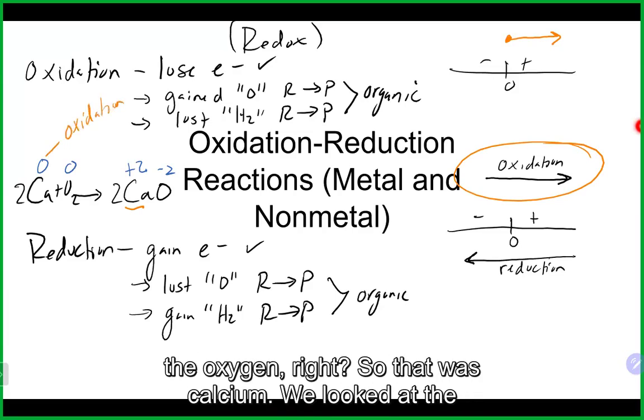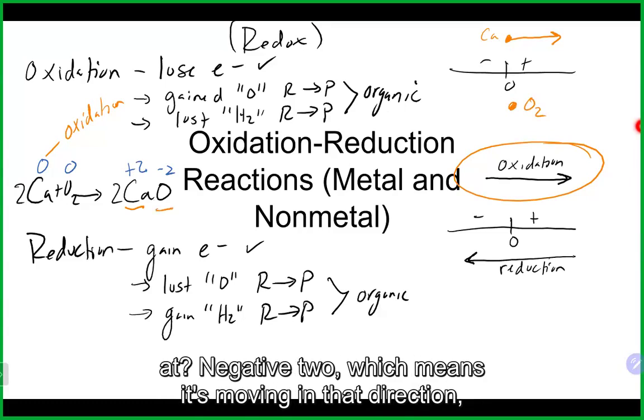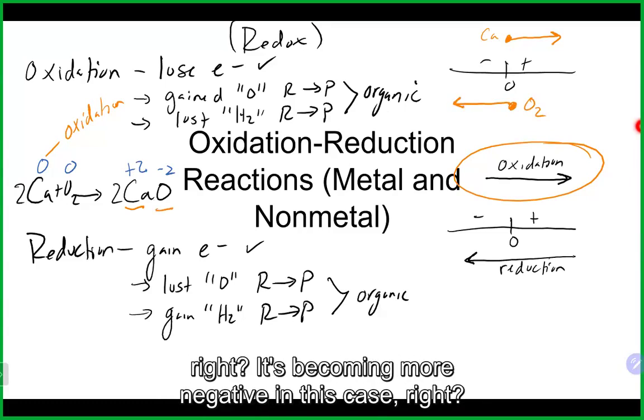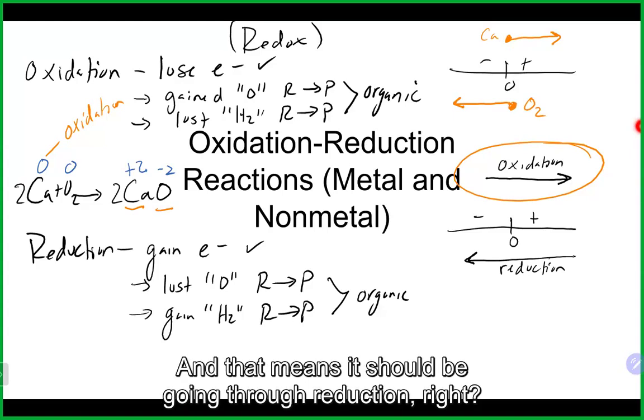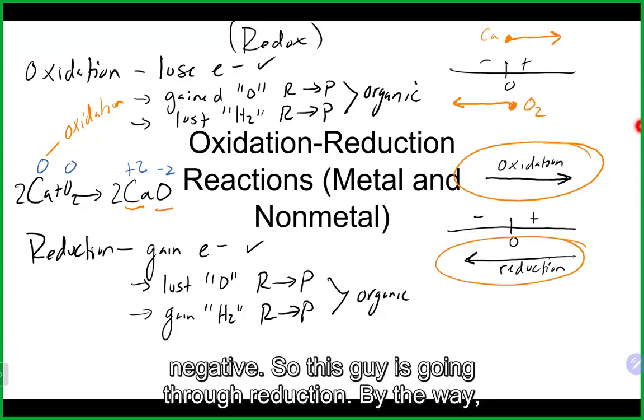If we look at the oxygen, right? So that was calcium. We look at the oxygen, it started at 0. And on the right-hand side, it ended at -2, which means it's moving in that direction, right? It's becoming more negative in this case, right? And that means it should be going through reduction, right? It's gaining more electrons, which is why it's becoming more negative. So this guy is going through reduction.